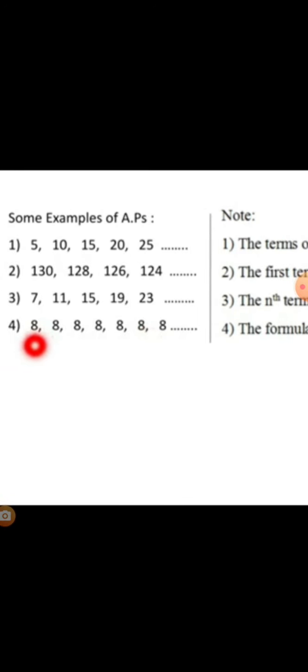Take the second example. 130, 128, 126, 124. What is the common difference? 128 minus 130, that is minus 2. What is the common difference? Minus 2. I already told you, common difference may be negative, positive or 0. Now in this example, the common difference is minus 2. 126 minus 128 is minus 2. Yes, it is also an arithmetic progression.